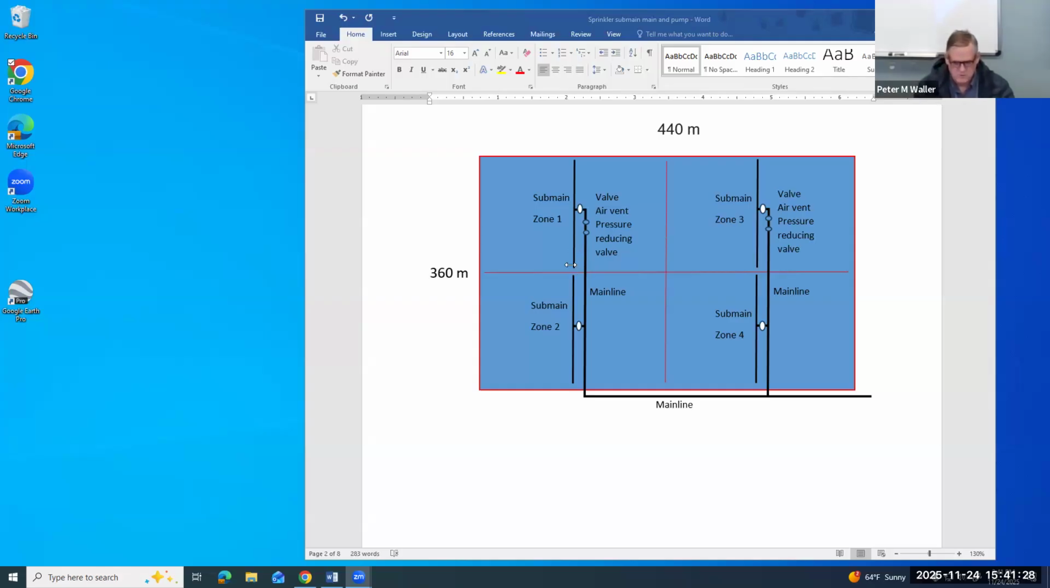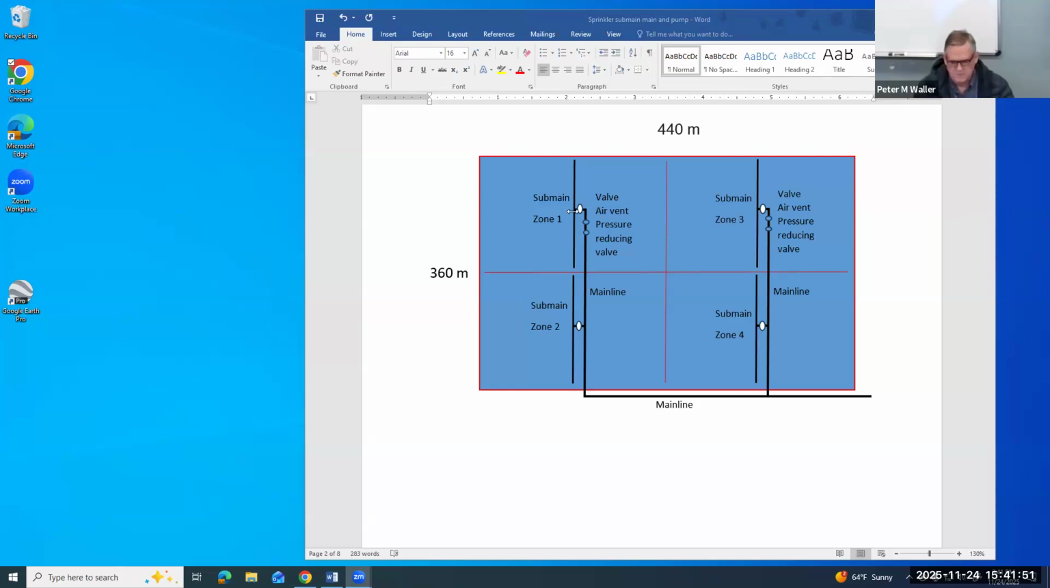Anyway, what we decided to do was have 110-meter long laterals in the east-west direction. So we divided it into these 4 zones. And we have 110-meter long laterals going each way from the submain. And so we'll talk about that.